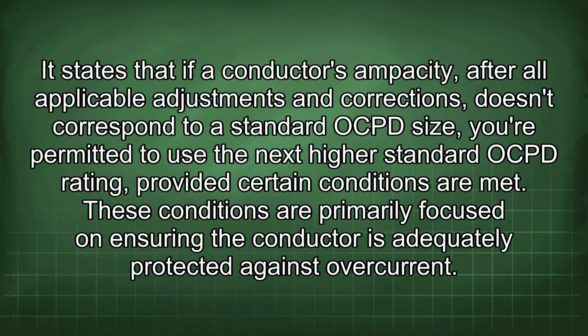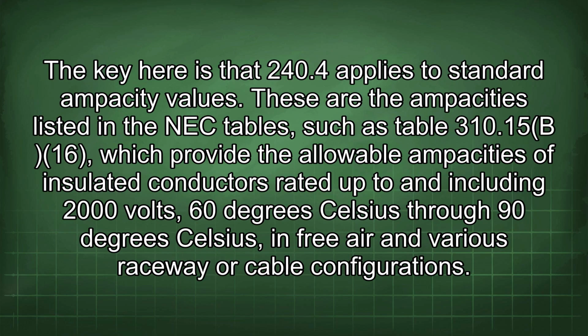It states that if a conductor's ampacity, after all applicable adjustments and corrections, doesn't correspond to a standard OCPD size, you are permitted to use the next higher standard OCPD rating, provided certain conditions are met. These conditions are primarily focused on ensuring the conductor is adequately protected against overcurrent. The key here is that 240.4 applies to standard ampacity values.